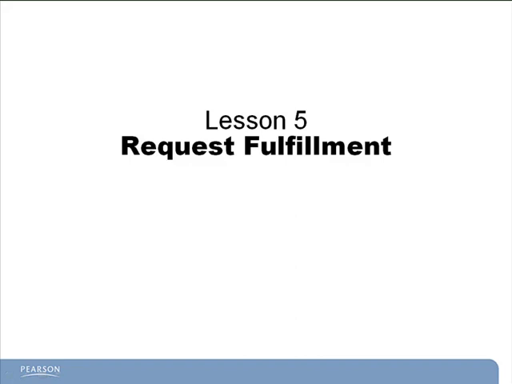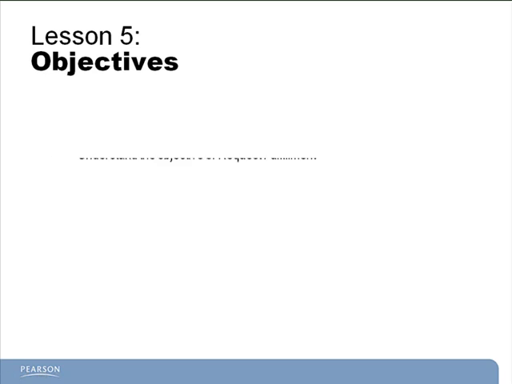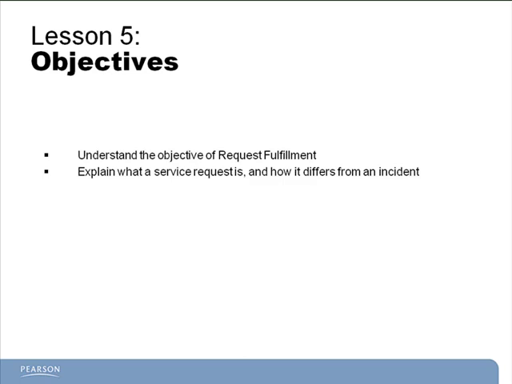Lesson 5 is our lesson on the request fulfillment process, and it has 3 short objectives. First, we'll learn the high-level objectives and scope of this process. Next, we'll reinforce the difference between an incident and a service request. And we'll wrap up with a list of the roles who take part in request fulfillment.